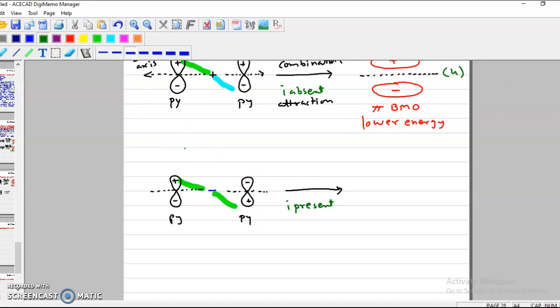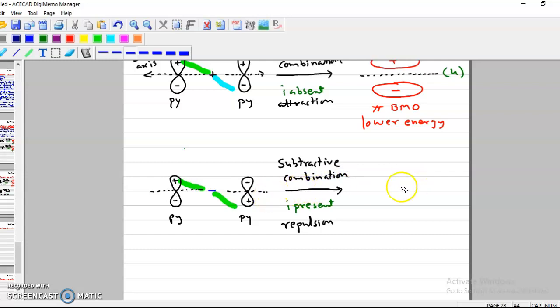But here these two atomic orbitals do not like each other because they may have similar spin, so they combine but with repulsion. There will be repulsion between these two orbitals, and therefore this type of combination is called subtractive combination with reference to wave mechanics.